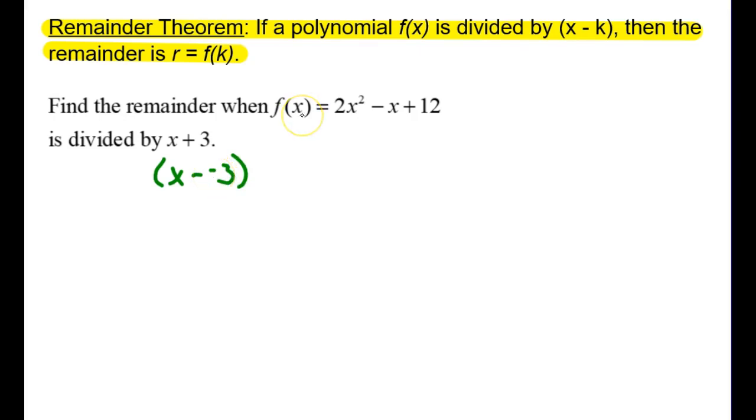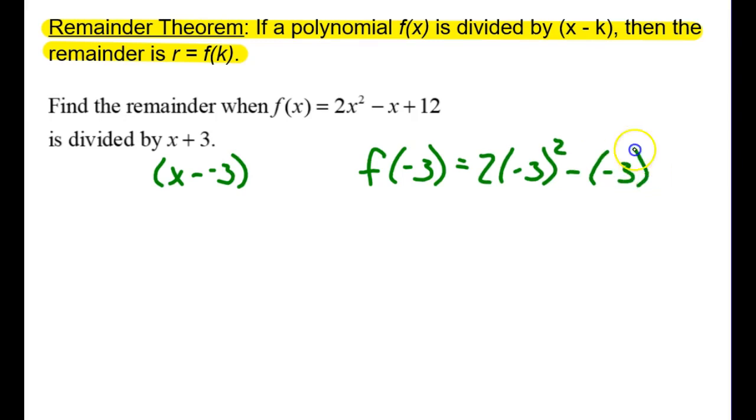First thing I'm going to do is find the value of f of k, in this case f of negative 3, which means everywhere I have an x, I'm going to substitute negative 3. So we have 2 times negative 3 squared minus negative 3 plus 12. If you go through and simplify that, negative 3 squared is 9. 9 times 2 is 18. 18 plus 3 is 21. 21 plus 12 is 33. So f of negative 3 is equal to 33.